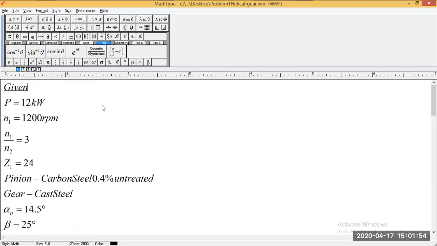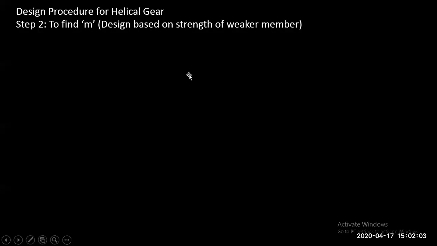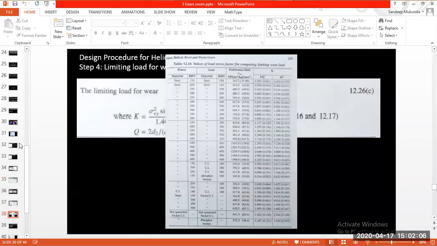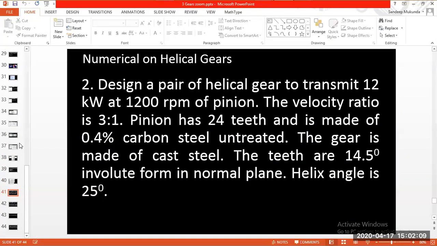We completed one problem yesterday on helical gears. Continuing today, also the helical gear second numerical. I'll show the question once again. This is the question which we started yesterday, a typical question similar to spur gear. The only difference is in the formula which we use. So I hope everyone is following up with yesterday's question.